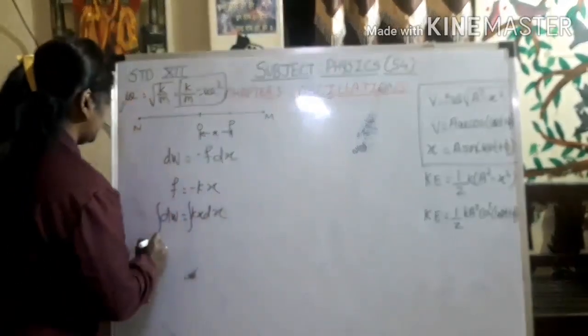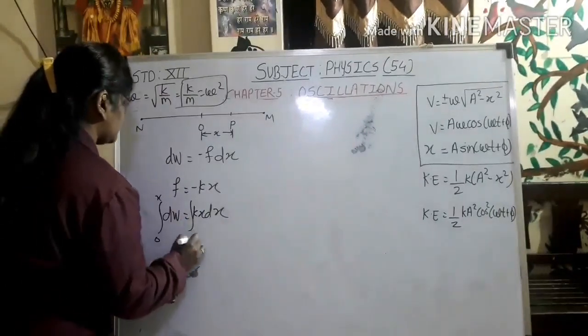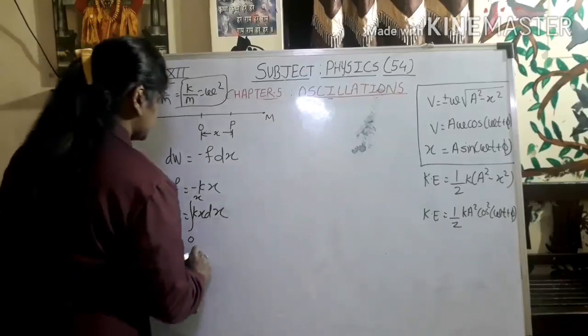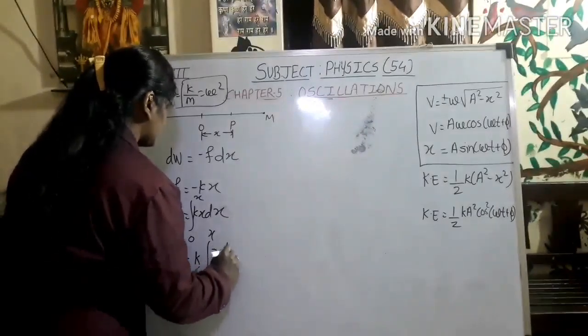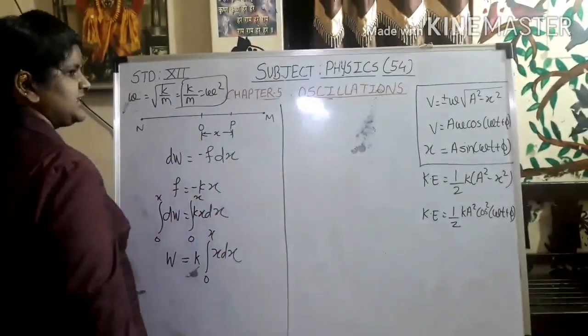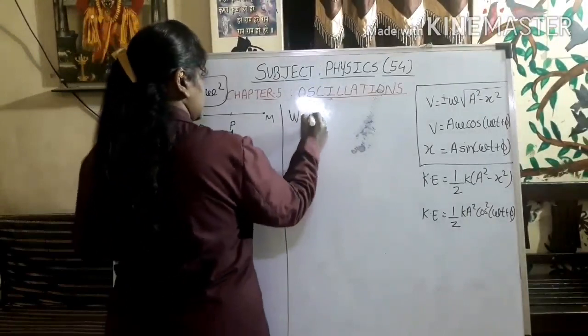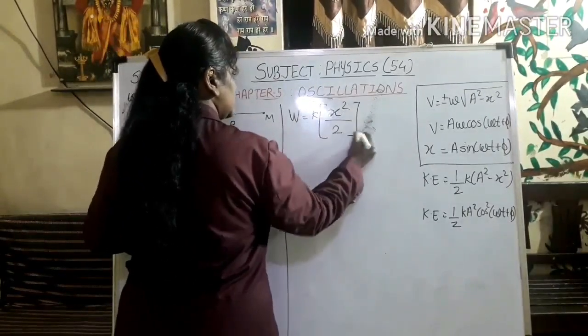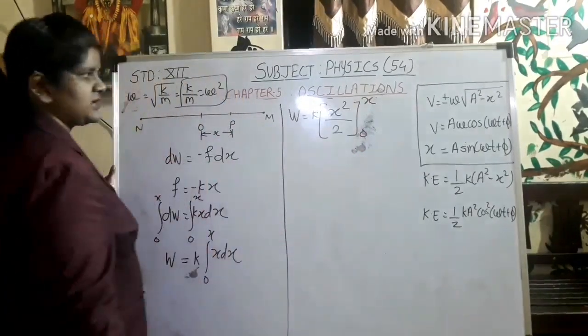So I will take the limits as 0 to x. So this becomes w, and this k is constant, integration of x dx. So what is the integration of x dx? It will be x square by 2 within the limits 0 to x.